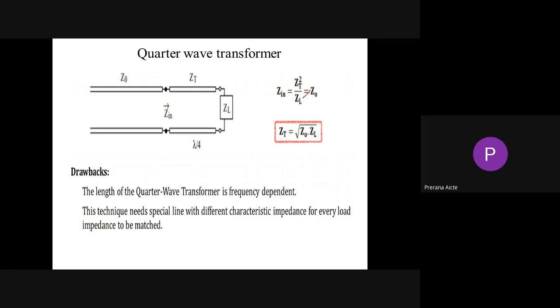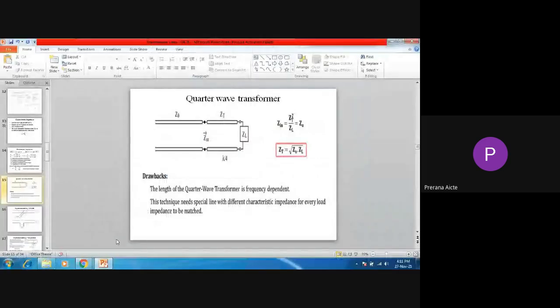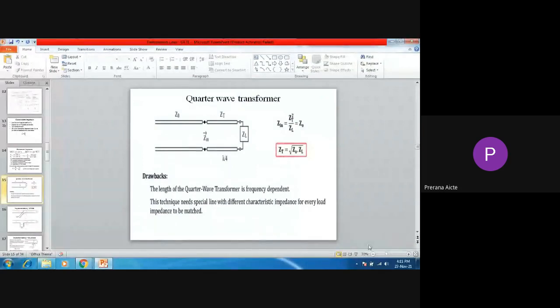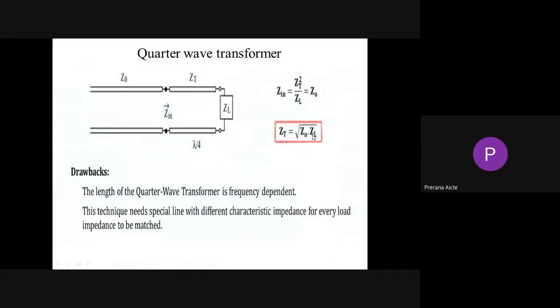so cross multiplying these two, I think somebody joined.